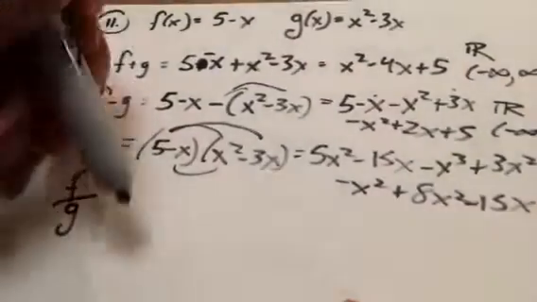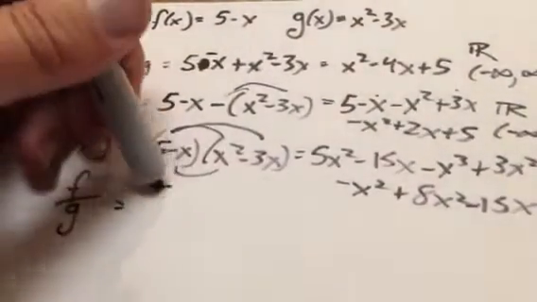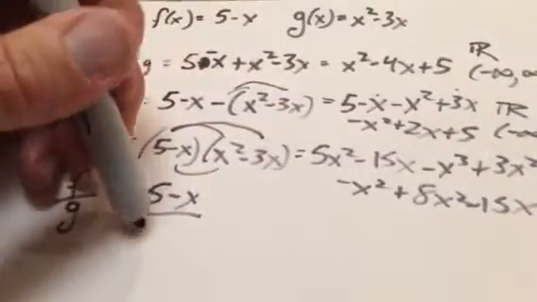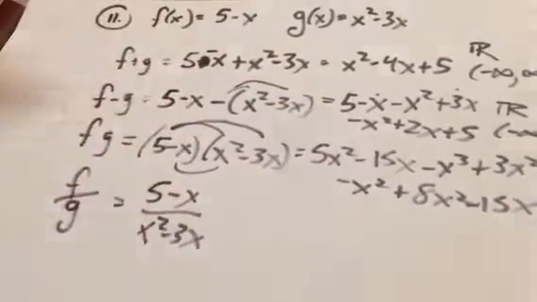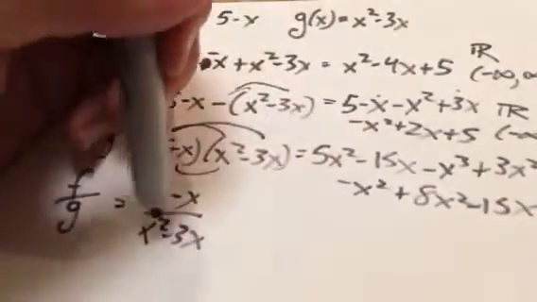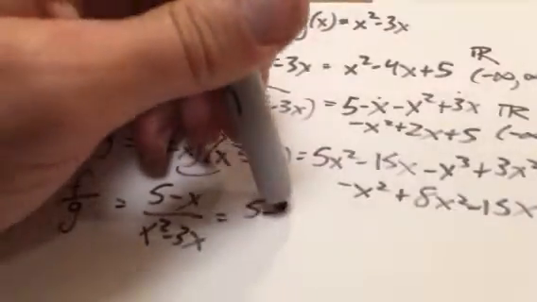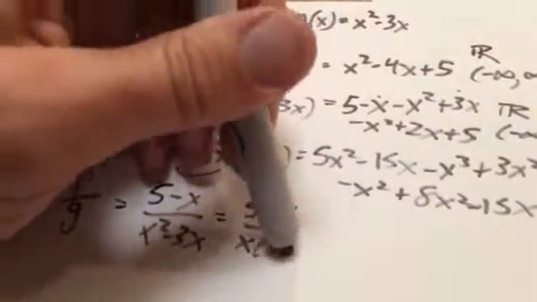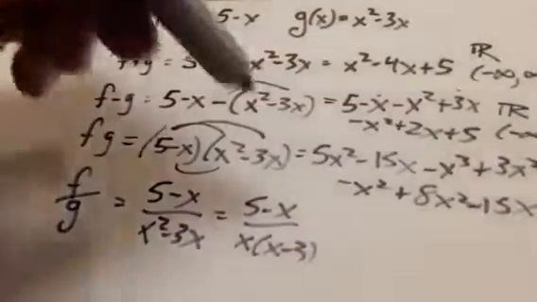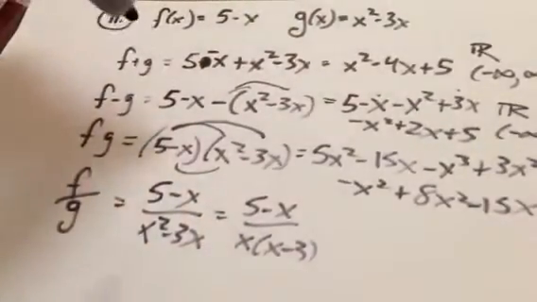And the last one, f divided by g. That's going to be 5 minus x divided by x squared minus 3x. And I'm going to factor this just in case, just to see if anything cancels out. I don't think it does, but yeah, nothing divides out. So I can leave it like this, I can leave it like that.